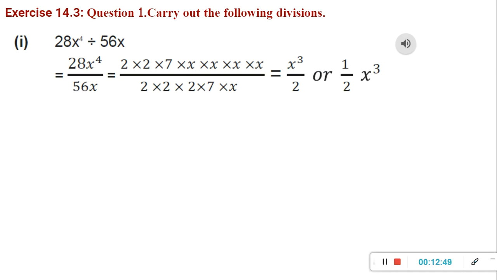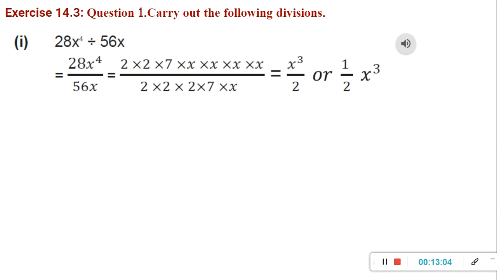Then what is remaining there? In the numerator, 3 times x is remaining, that means x cube, divided by, in the denominator, 2 is remaining there. So we can write it as x cube upon 2. That is our answer. Clear?